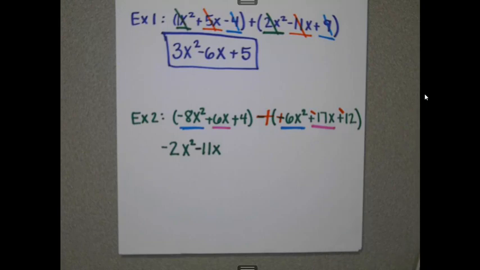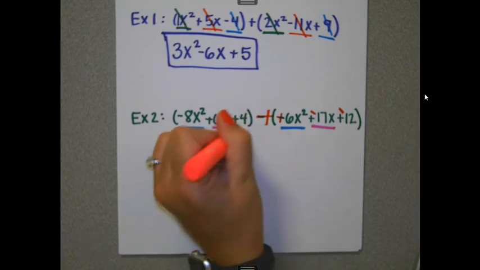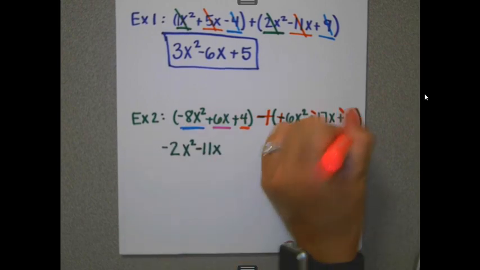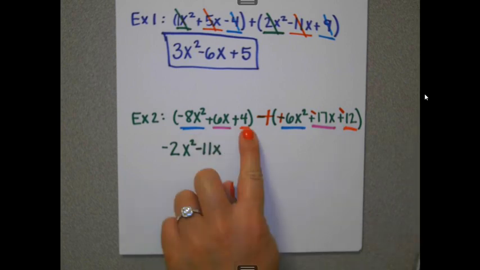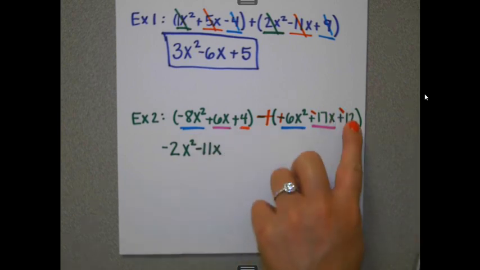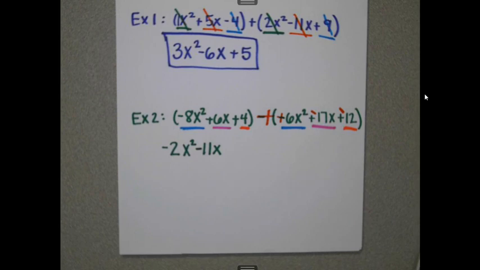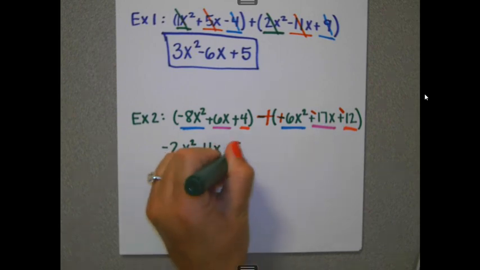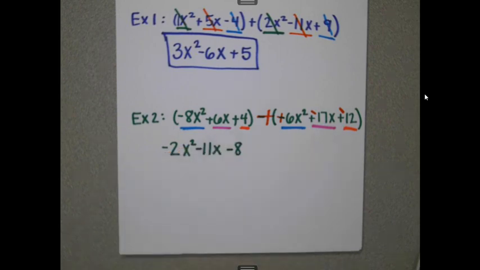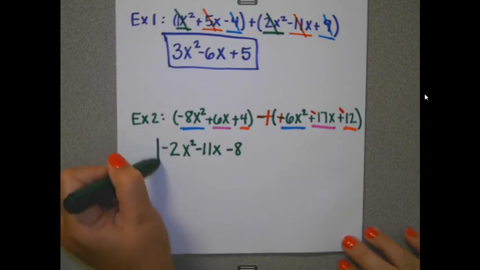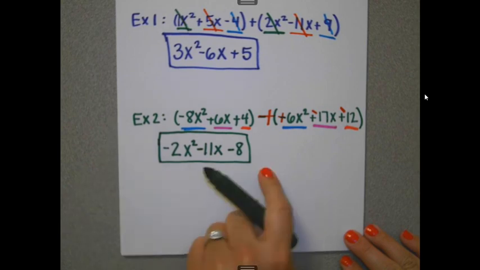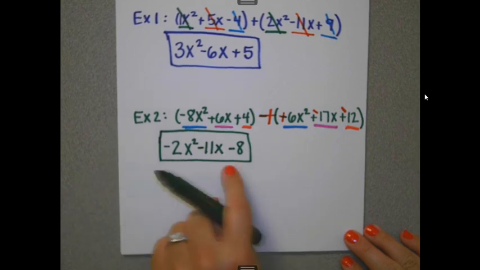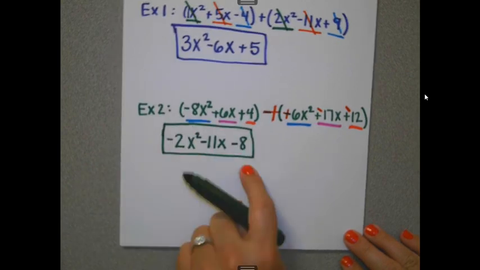And then lastly, we've got our constants. We've got 4 and we've got negative 12. So 4 plus negative 12 gives me a negative 8. And that's it. We've simplified the polynomials. We've subtracted them. I can't go any further than this because none of these are like terms, so we've simplified this as far as we can go.